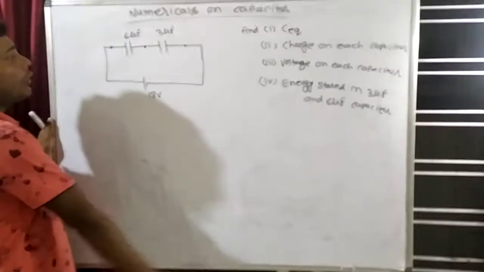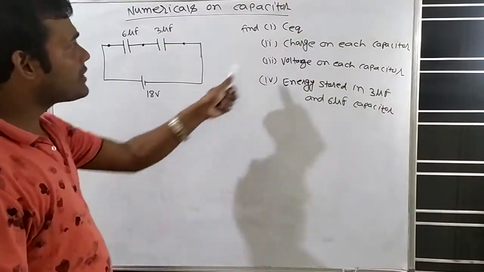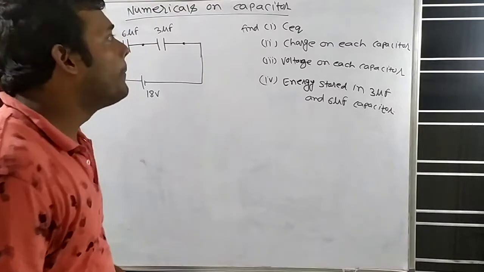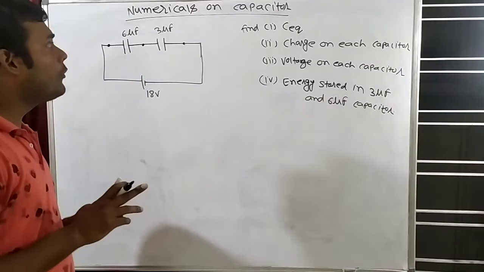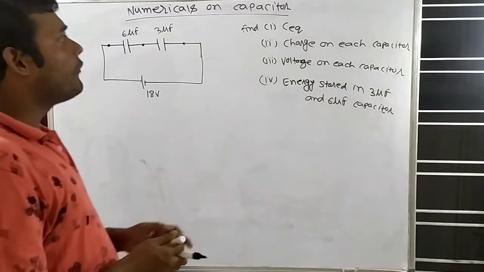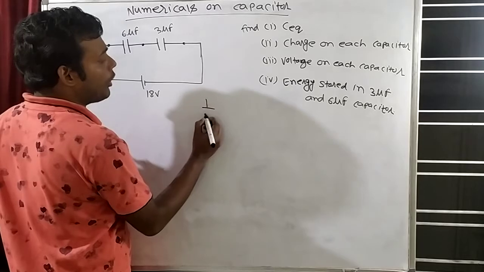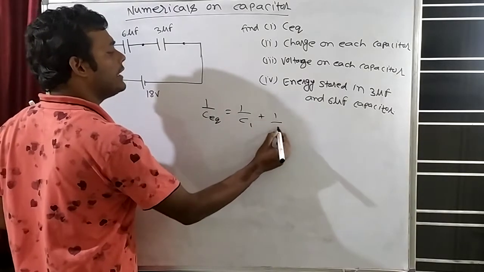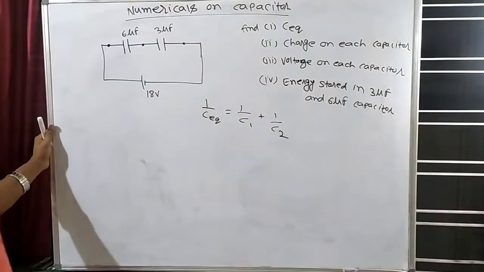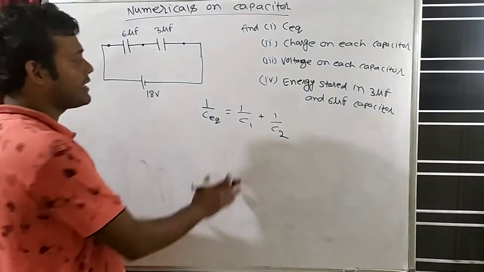Clear? Now understand this thing. The first question that we have to find is C equivalent, that is equivalent capacitance. We all know that when two capacitors are connected in series, what is the formula? The formula is 1 by C equivalent is equal to 1 by C1 plus 1 by C2. When two capacitors are connected in series, the formula of equivalent capacitance is this.